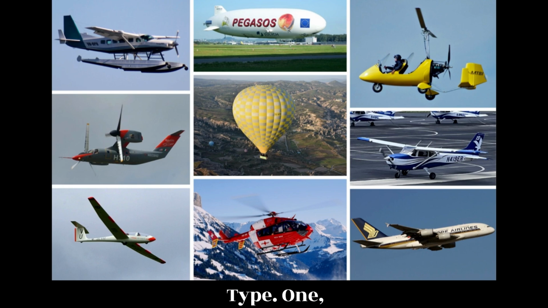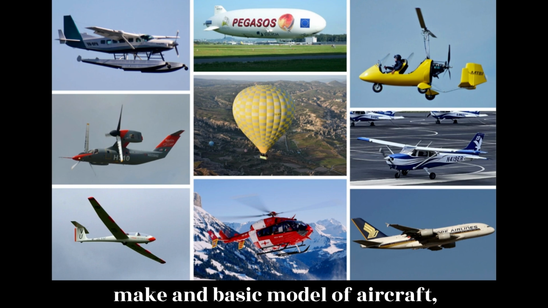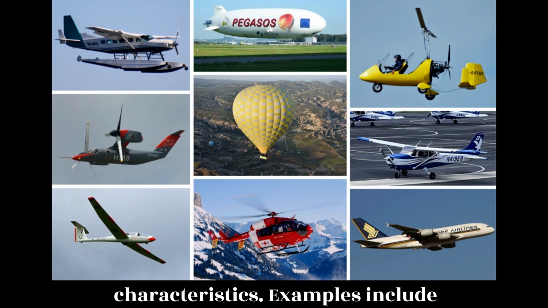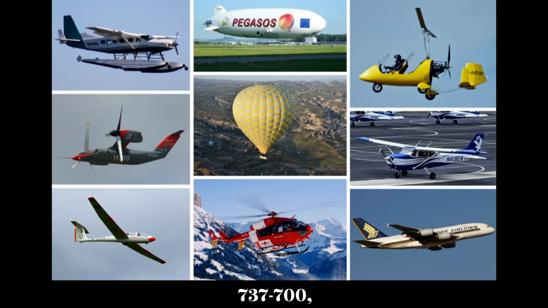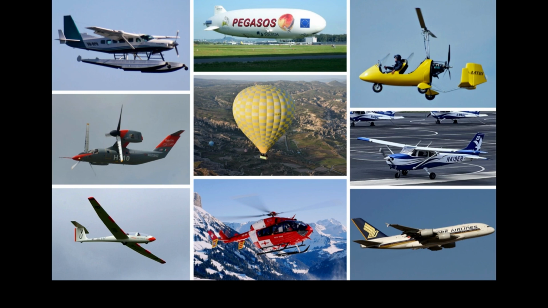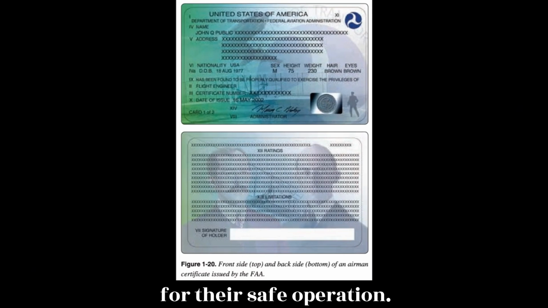Type: 1. As used with respect to the certification, ratings, privileges, and limitations of airmen, means a specific make and basic model of aircraft, including modifications thereto that do not change its handling or flight characteristics. Examples include 737-700, G4, and 1900. 2. As used with respect to the certification of aircraft, means those aircraft which are similar in design. Examples include 737-700 and 737-700C, G4 and G4X, and 1900 and 1900C. This system of definitions allows the FAA to group and regulate aircraft to provide for their safe operation.